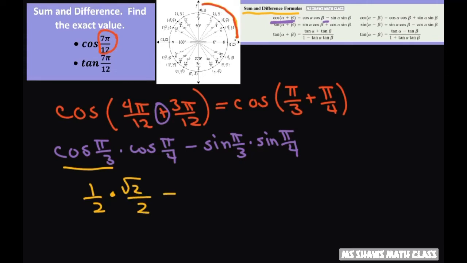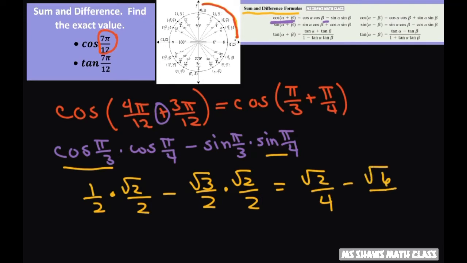And then sine of pi divided by 3 is square root of 3 divided by 2 times square root of 2 divided by 2. So this gives you square root of 2 divided by 4 minus square root of 6 divided by 4. A good way to write this is pull this 1/4 out. It looks a little neater if you want to write it like this. All right, now let's do tangent.